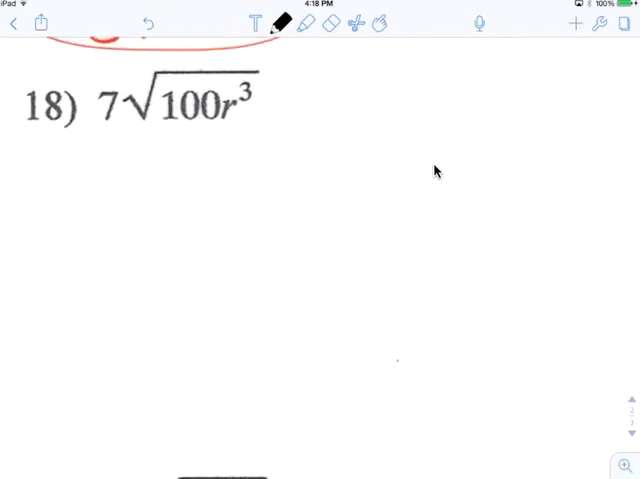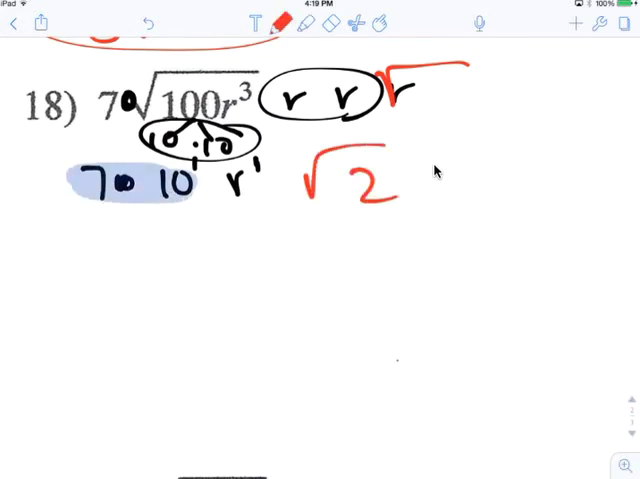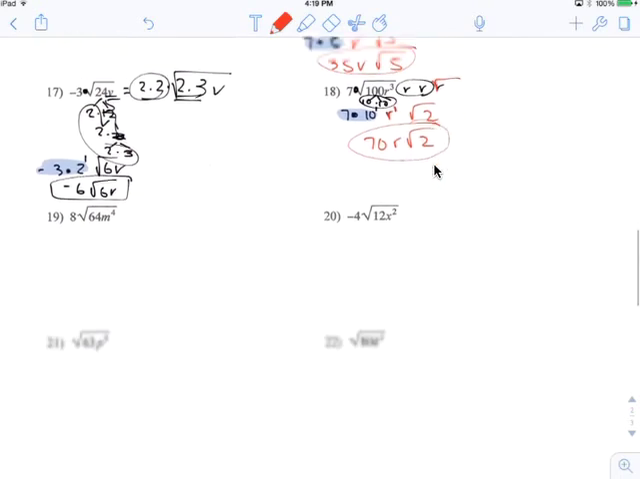Here, 100, okay, that's 10 and 10. 7 times 10 times 10, which is 100. Stop there, don't go further because you got a pair, 10 to the first. R is r to the first with the radical r here. Radical r. 10 times 7 is 70 with this r to the first, or just r radical 2. Okay, I hope this helps.